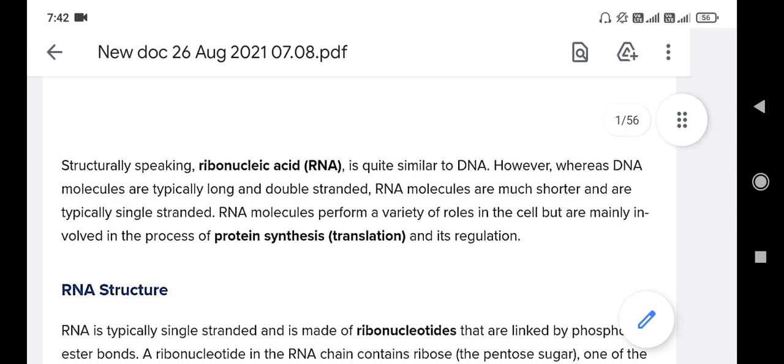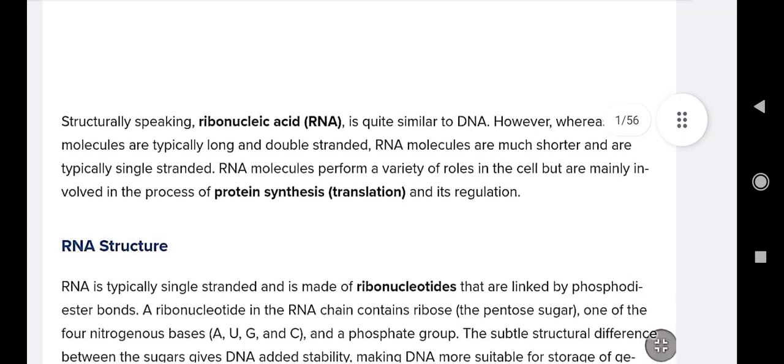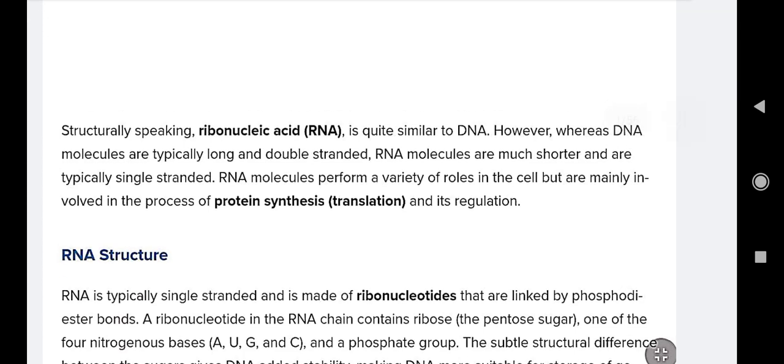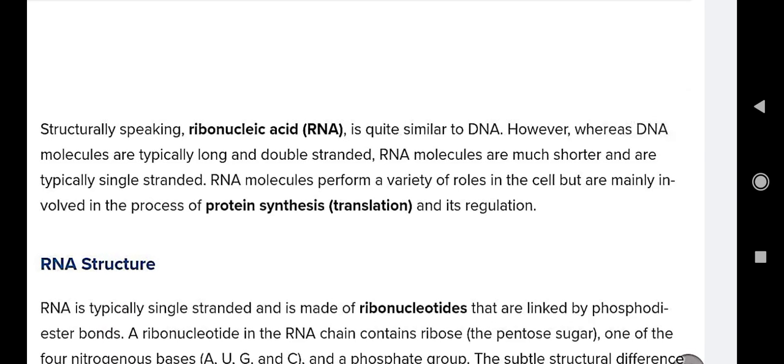So, today I am going to discuss with you the structure and types of RNA, or you can say ribonucleic acid, because it consists of a ribose sugar. Now, these notes I have taken from different internet sources. So let us study now.